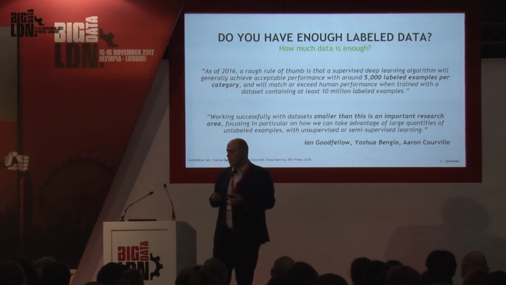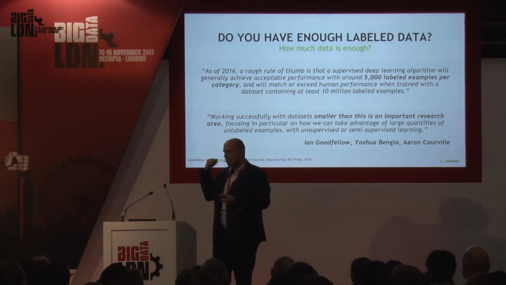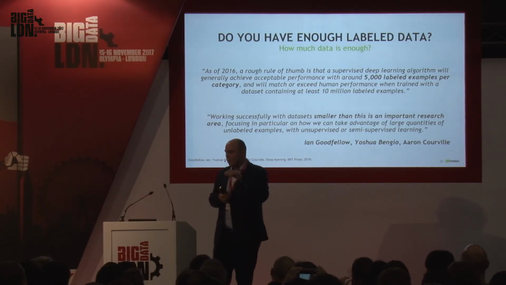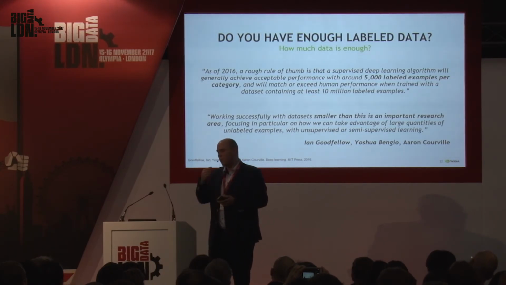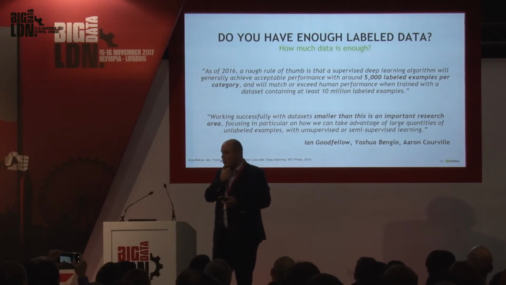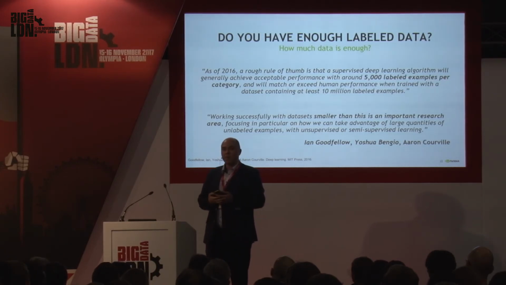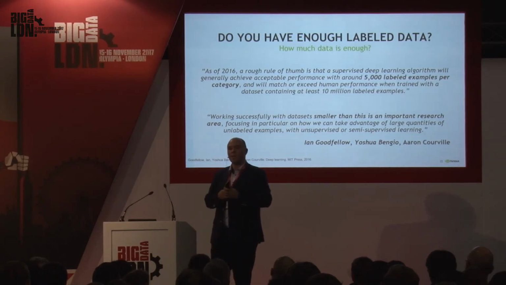And how much data do you need? That's a quote from a very good book that I would recommend called Deep Learning, written by Ian Goodfellow and Yoshua Bengio and a couple of other authors. As of 2016, when that book was published in December, you will need at least 5,000 labeled examples per category, and to achieve human-level performance, at least 10 million labeled examples.